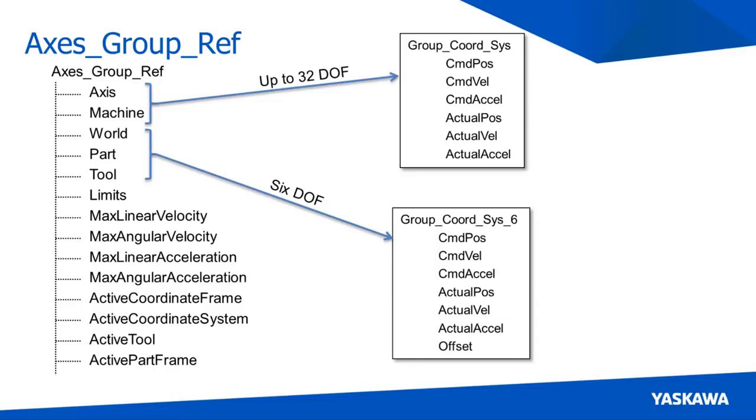The world, part, and tool coordinate systems are in 6 degrees of freedom: X, Y, Z, RX, RY, RZ. And you can see that there is actually an extra variable that we call the offset. That is an offset to the machine coordinate system. So each of these coordinate systems, the world coordinate system, the part coordinate system, and the tool coordinate system, will have its own offset from the machine coordinate system. There's a bunch of other very useful things in the axis group ref structure as well, but we're not going to discuss those in these particular slides.